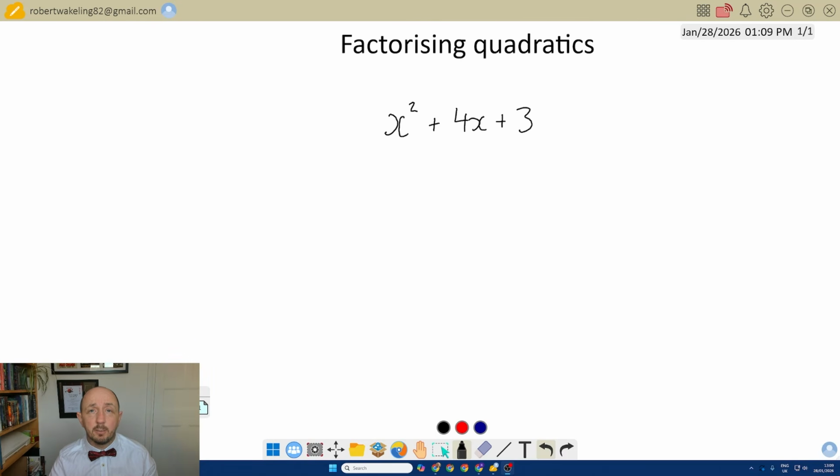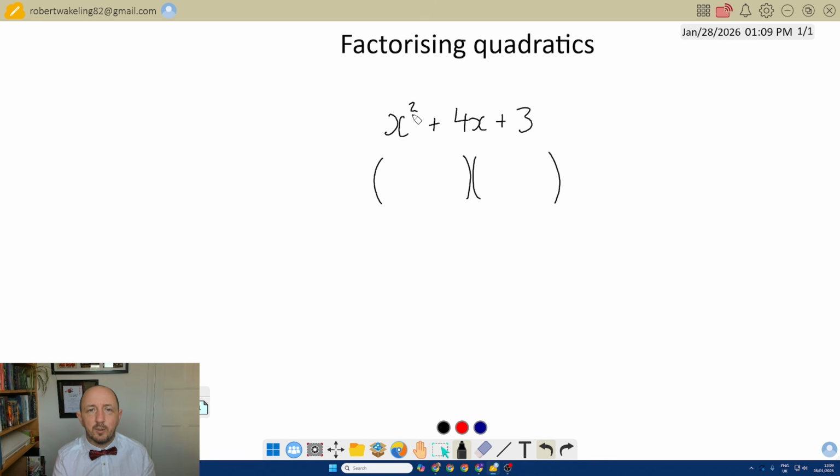In this video, we're going to be looking at factorising quadratics, which is the opposite of expanding. So we're going to try to create double brackets from this quadratic. Okay, now what is the process?